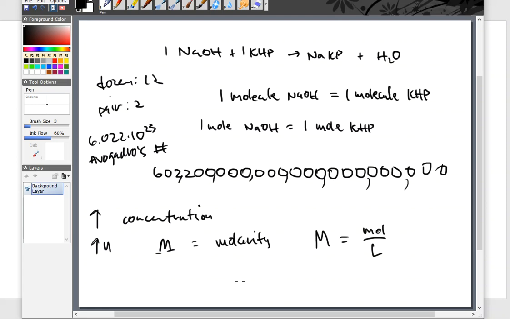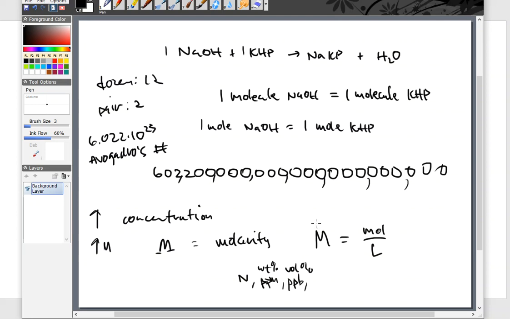We have tons of others. We have things called normality. We have parts per million, parts per billion. We have weight percent. We have volume percent. We have tons of other ways to calculate concentration. Molarity is not the only one. And quite honestly with you, molarity is not the common one, even though general chemistry might tell you otherwise. It's just the one that they focus on the most.